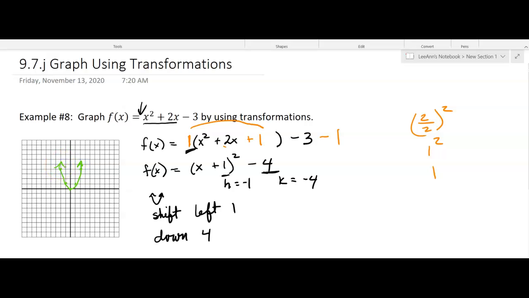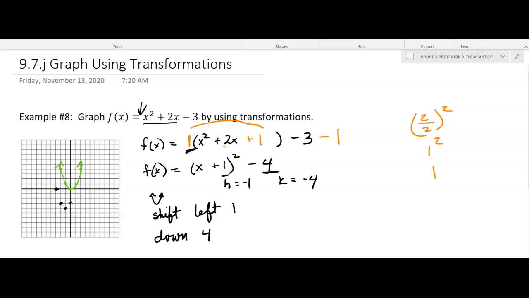And now we're not going to turn it upside down. It's going to be right side up. We're not going to make it skinnier or wider. It's just going to be the regular shape. But we're going to shift it 1 to the left and then down 4. So right there for that first point. And then 1 to the left and down 1, 2, 3, 4. And then 1 to the left and down 4.